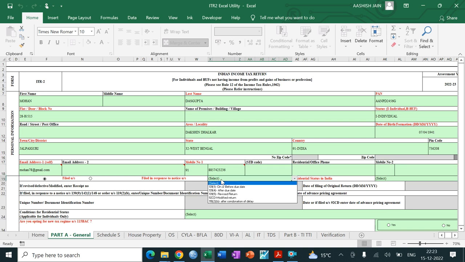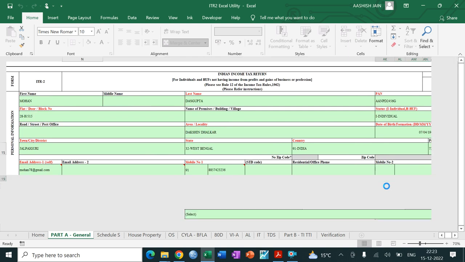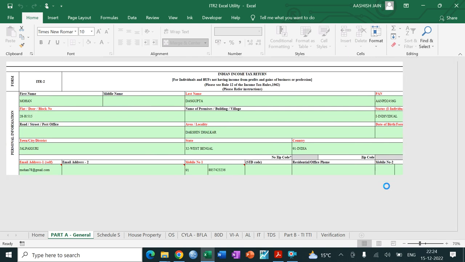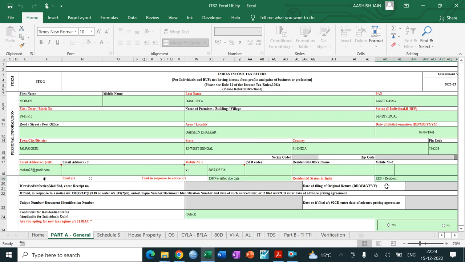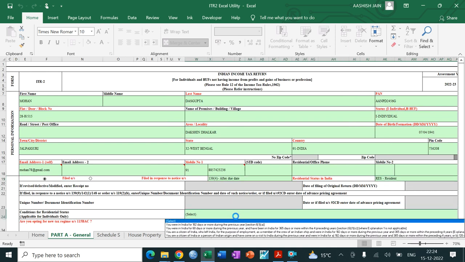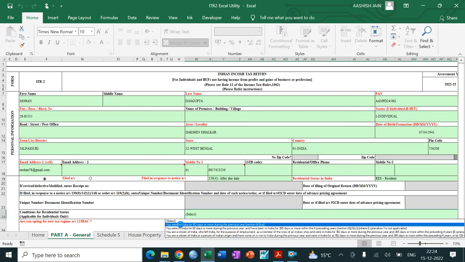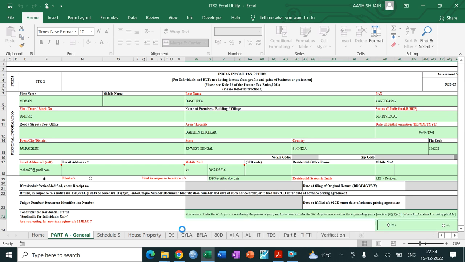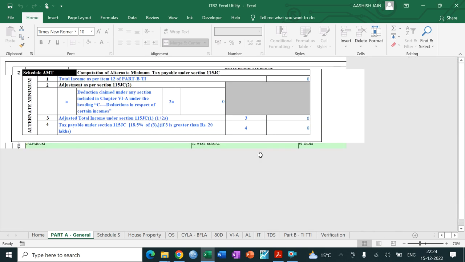Then coming to this part, that is 134 after due date. Then the residential status of the individual, that is resident. Sometimes it takes a little bit of time to update the upcoming sheets. Then the condition, that is he was basically away for more than 70 days, right? So I think, guys, we need to select this second part and then make it no, because we are not following the new tax regime.